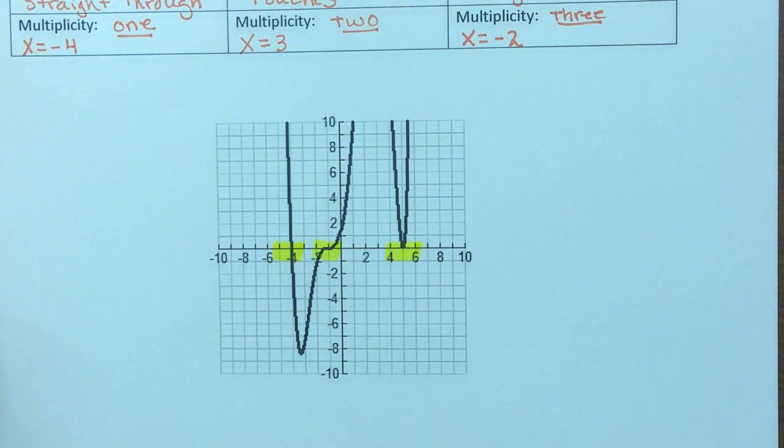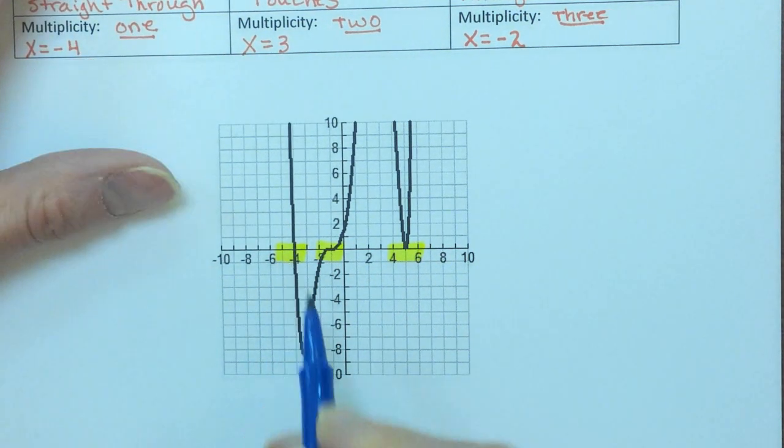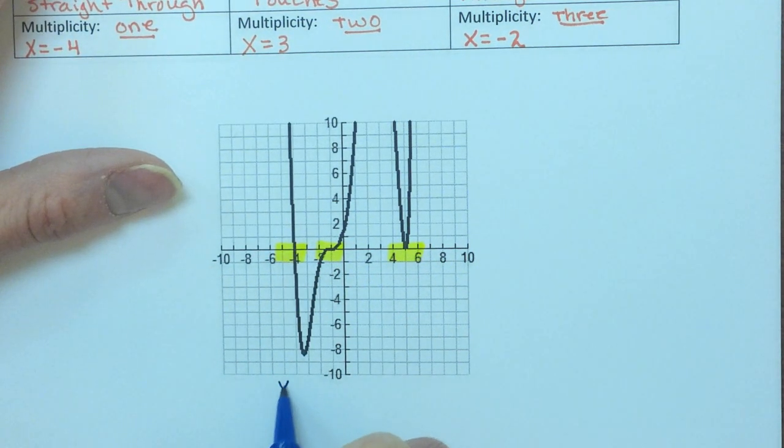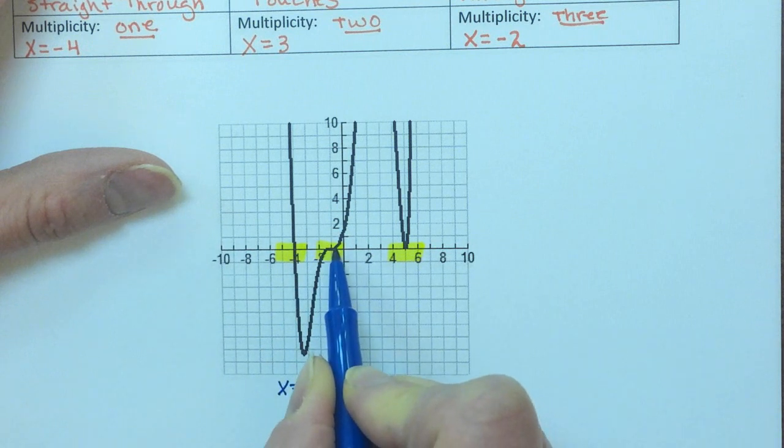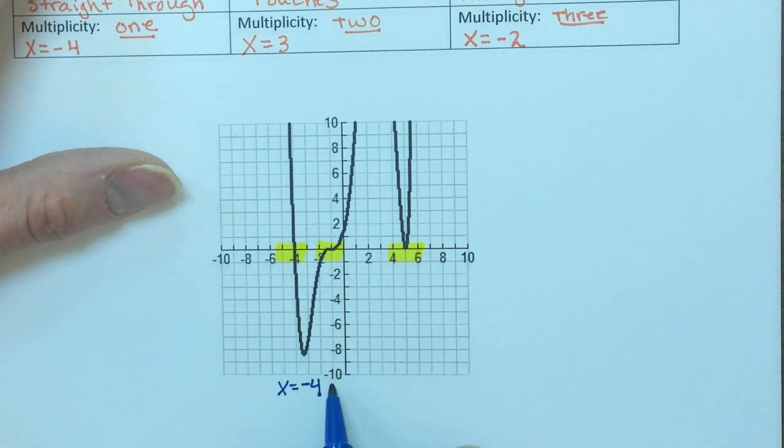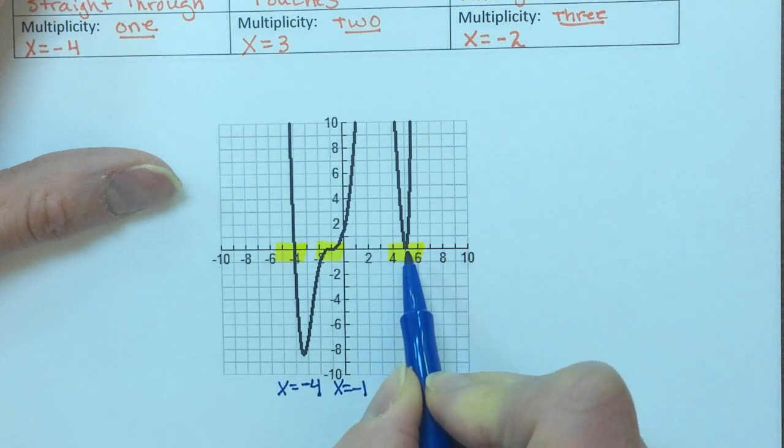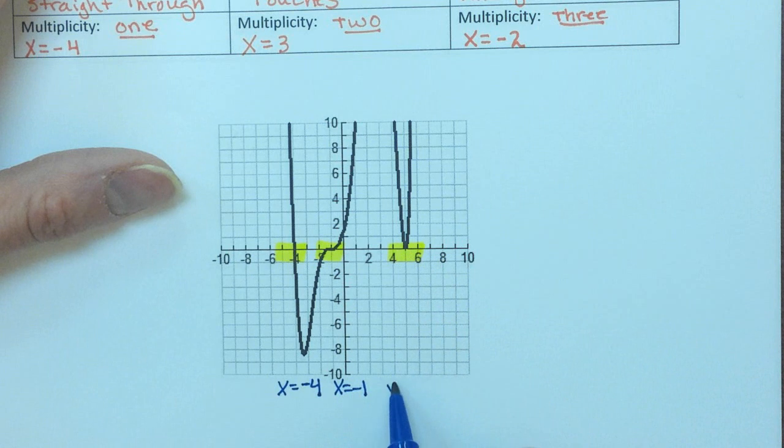So the first thing we're going to do is write down what the zero is. So right here, my zero is x equals -4. Right here, my zero is x equals -1. And right here, my zero is x equals 5.